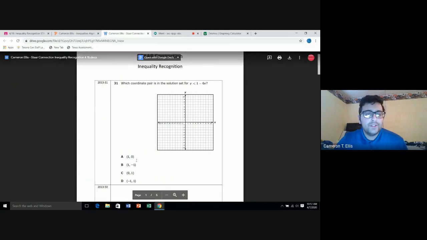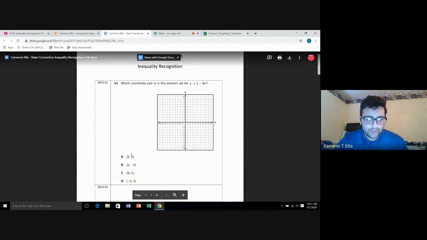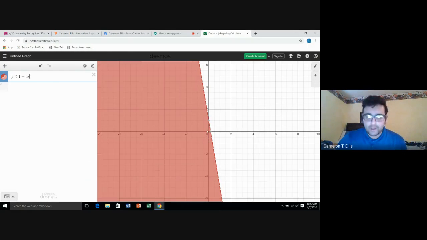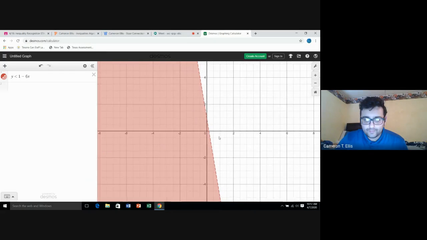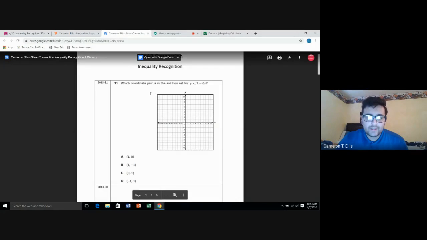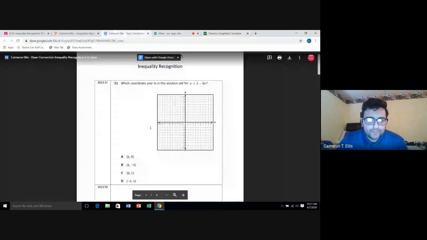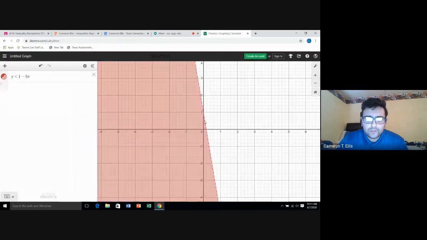We just got to count out these coordinates. Remember, x is the left number, y is the right number. So 1, 0: I go 1 to the right, 0 up or down. I'm right here. Is that in the shaded area? I don't think so, because it's asking us what is in the solution set. 1, negative 1: we're looking for things in the shaded area. Is that in the shaded area? No.